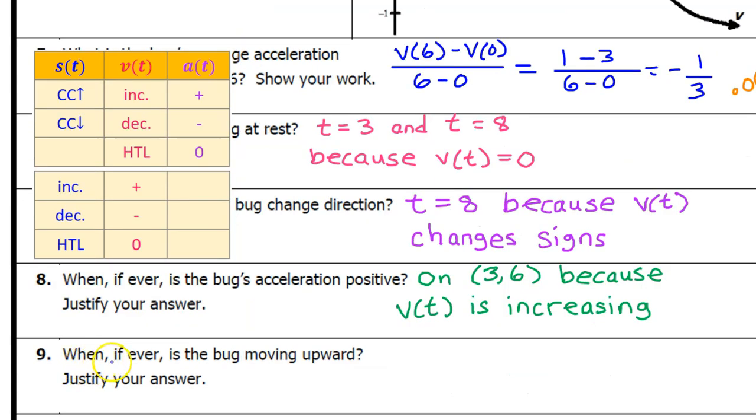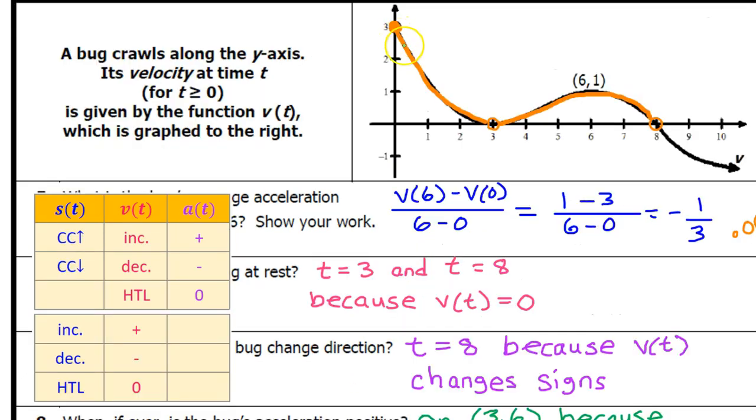Number 9. When, if ever, is the bug moving upward? Justify your answer. The direction is indicated by the sign of velocity. If the bug is moving upward, velocity is positive. Velocity is positive on this portion of the graph. I'm going to write it in two different intervals because right at t equals 3, the velocity is equal to 0. So the velocity is positive from 0 to 3 and from 3 to 8.